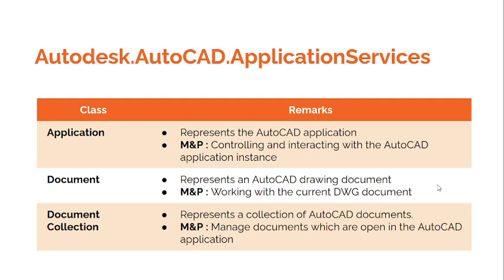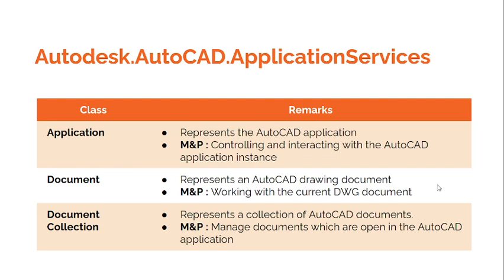This represents the AutoCAD drawing document, and the methods and properties contained within this class allow us to work with the current DWG document. So whatever DWG document is active, we can get it as a reference, store it in a variable, and perform various operations on it programmatically. We could also fetch the file name. For example, we could also fetch the path to the folder where it is stored, so on and so forth.